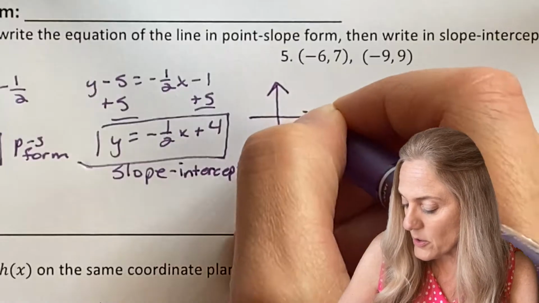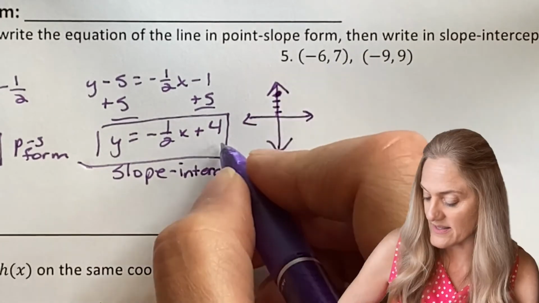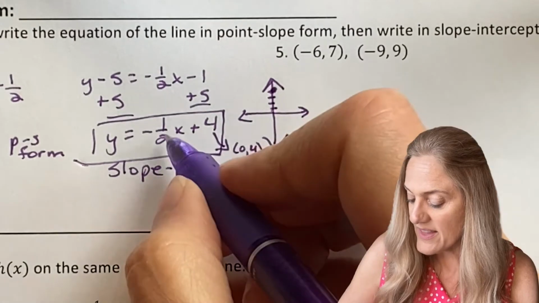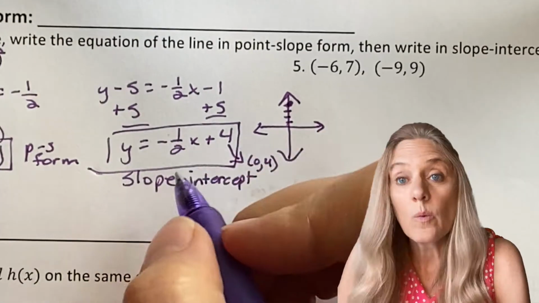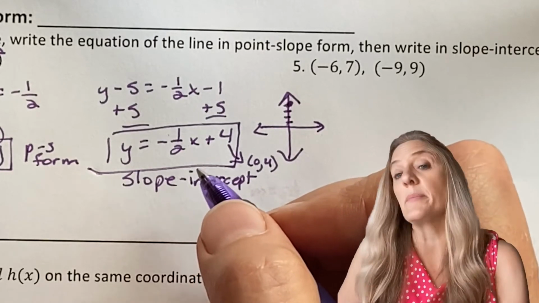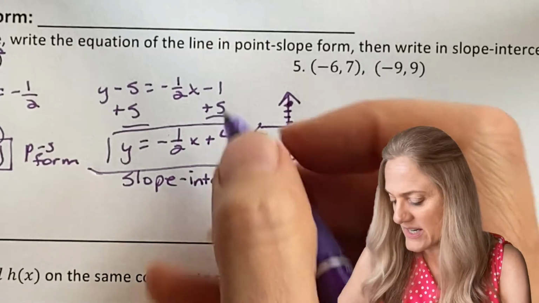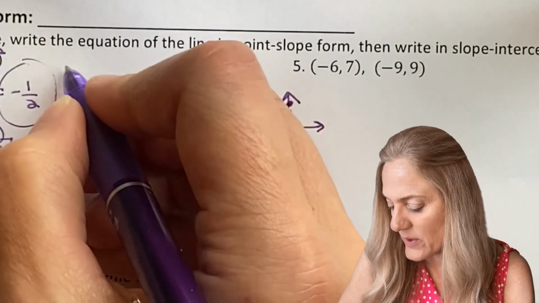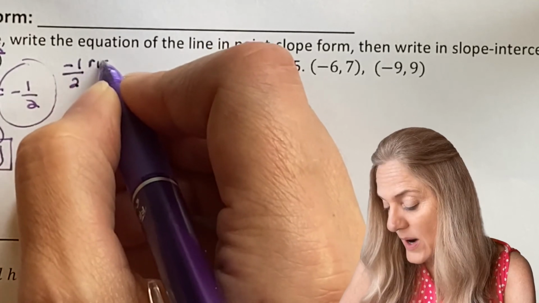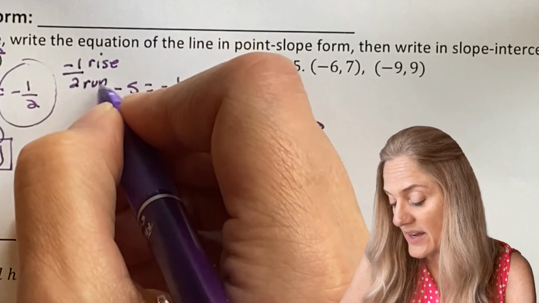Plus 4, so that means I'd go ahead and go up 4, 1, 2, 3, 4 on the y-axis, because this is my y-intercept, 0, 4. And then slope -1/2. When I see a slope of -1/2, you have to decide whether the numerator or the denominator is going to be negative. I like keeping my denominator a positive run all the time. So if I have this slope of -1/2, I'm going to treat it like -1 over +2.